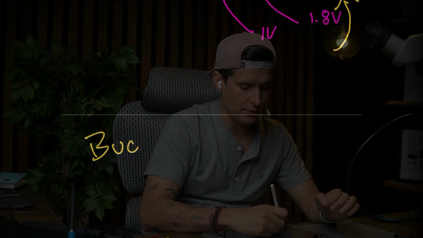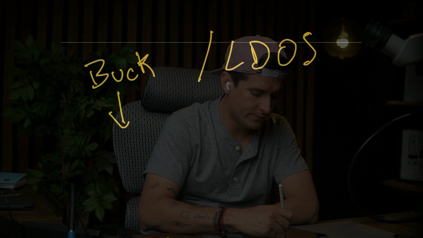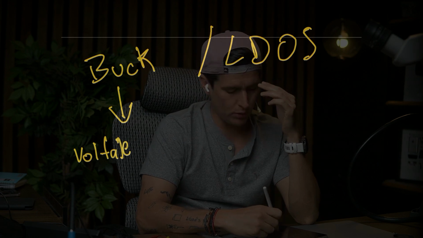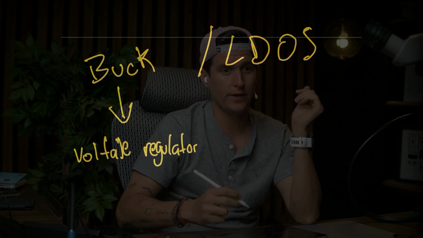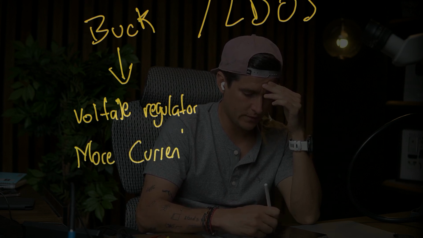We have something that we are going to call bucks and LDOs, okay? The buck converters and the LDOs are voltage regulators, okay? So they have 4 volts on the input, and then we're going to have, for example, 3 volts, 1.8 volts, and so on, right? But these two are different, okay? Because the bucks are a voltage regulator, right? But we can have more current, okay?